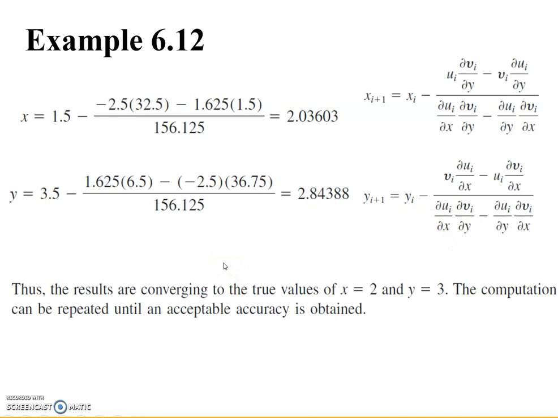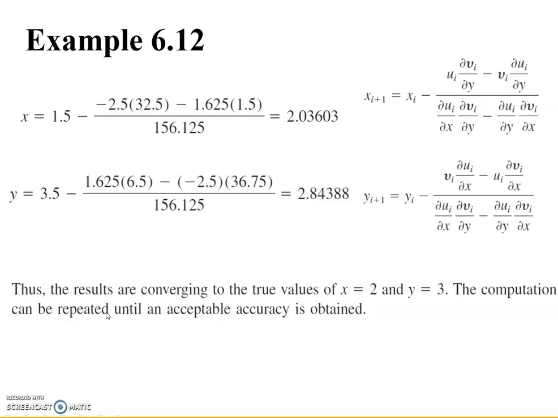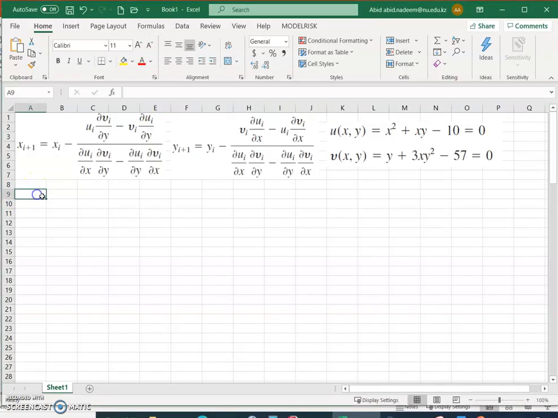So we can see that the results are converging to the true values of x equal to 2 and y equal to 3. The computation can be repeated until an acceptable accuracy is obtained. Maybe I can show it on Excel as well. For the calculation on Excel, I have input all the necessary information, just for my reference.